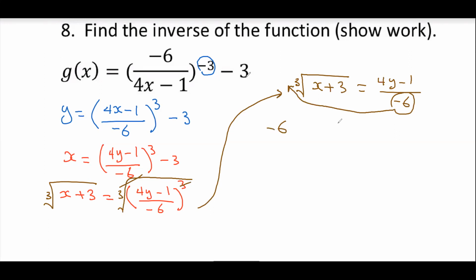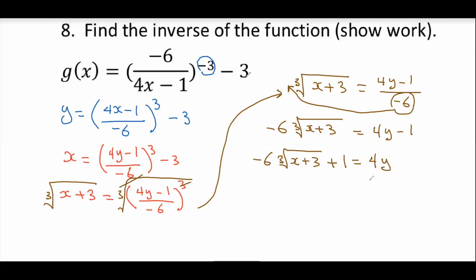So negative 6 times the cube root of x plus 3 equals 4y minus 1. Now I'm going to move the negative 1 to the other side. So it's going to become negative 6 times the cube root of x plus 3, plus 1 equals 4y. So now I'm going to divide both sides by 4, and by 4. So now we isolated the y.